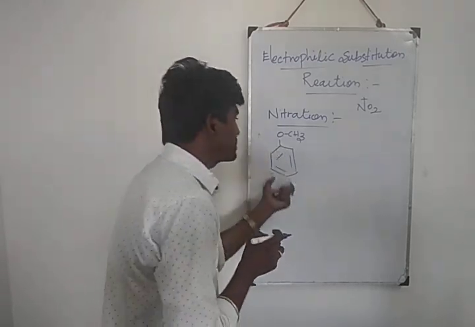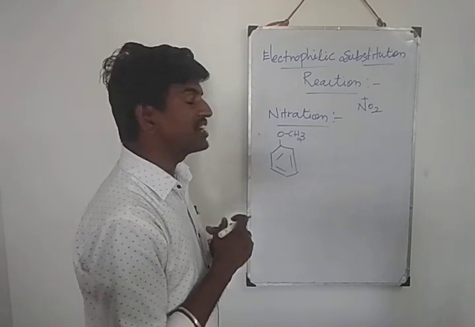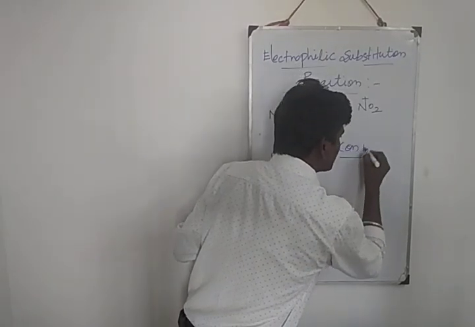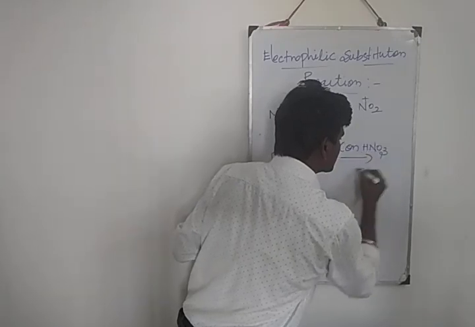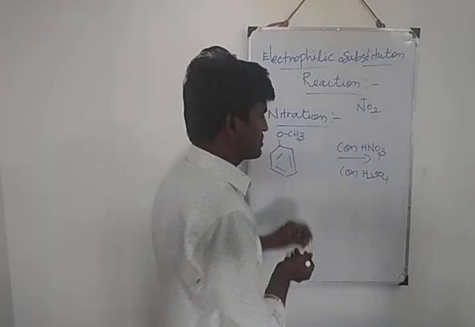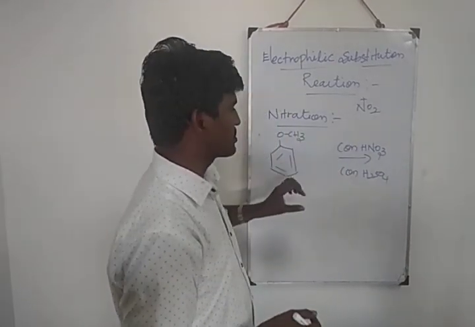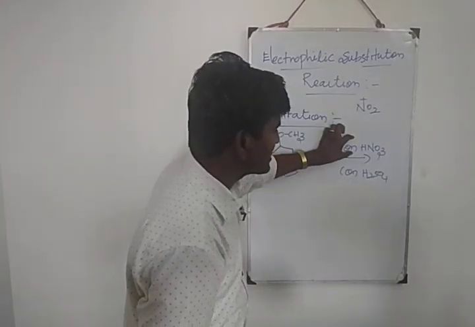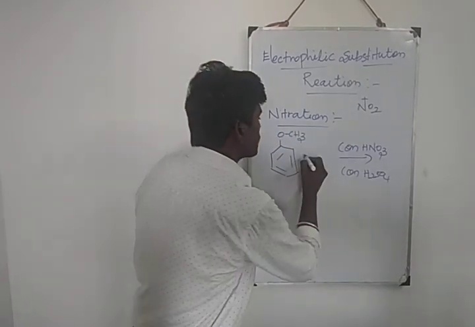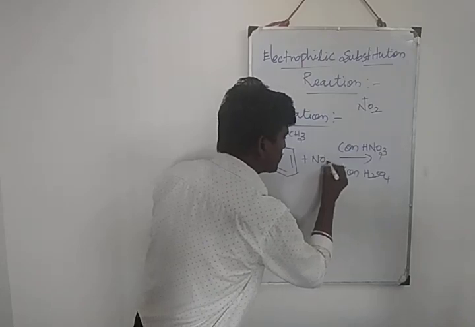If you want to do nitration, we have to add nitrating mixture. A mixture of concentrated nitric acid and concentrated sulfuric acid is called nitrating mixture. When concentrated nitric acid reacts with concentrated sulfuric acid, it gives nitronium ion, the NO2 plus ion.